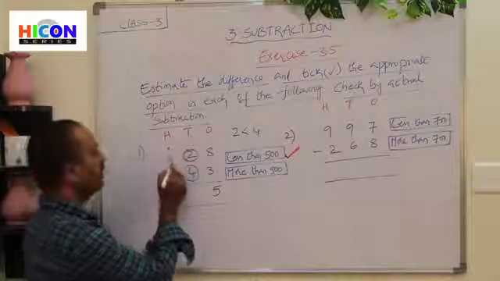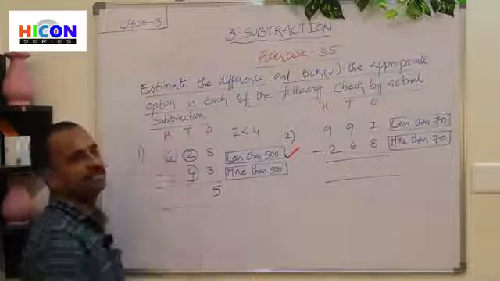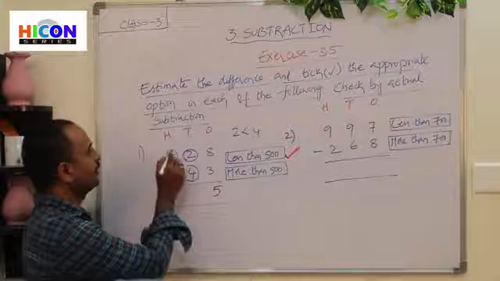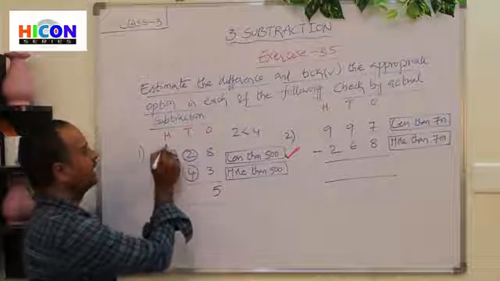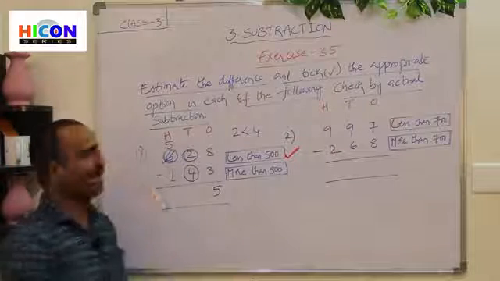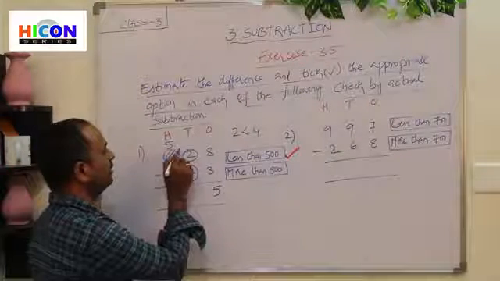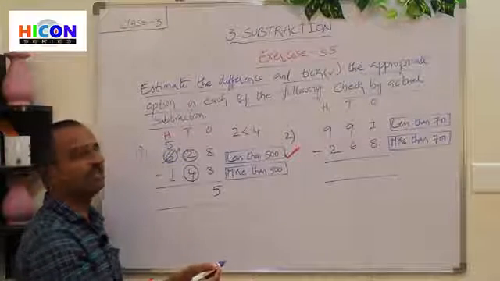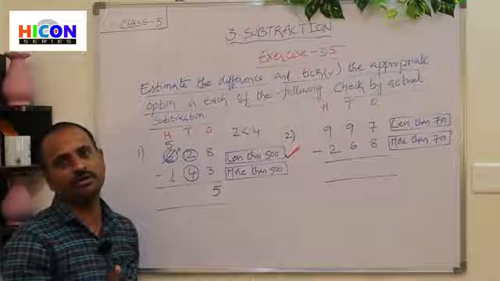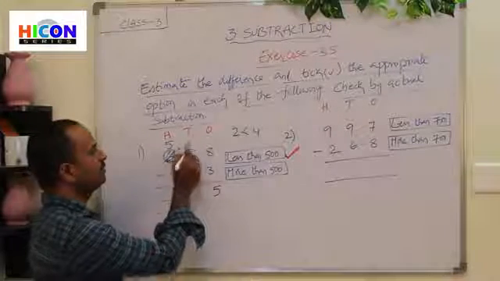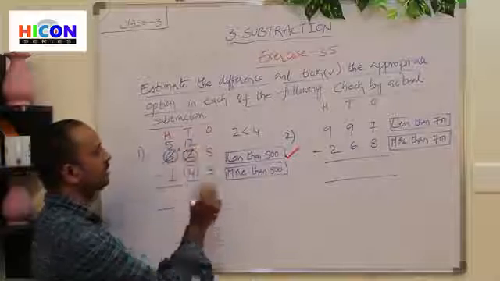So what is the next place? Hundreds place. How many hundreds are there? 6 hundreds are there. So borrow 100 from 600. If you borrow 100, how many hundreds will be there? There will be 5 hundreds. So write 5 there. And carry 100 to the tens place. If you carry 100 to the tens place, how many tens will it become? It will become 10 tens. There are already 2 tens. Total becomes 12 tens. So write 12 here.